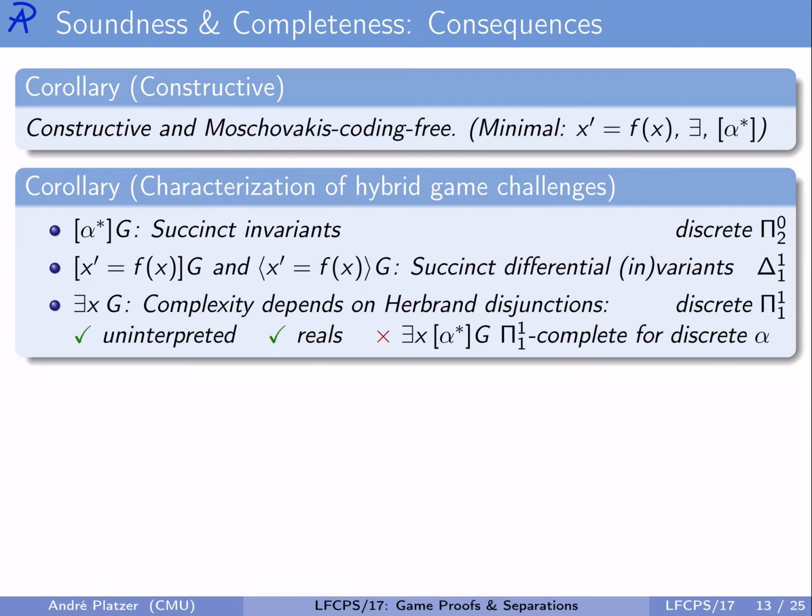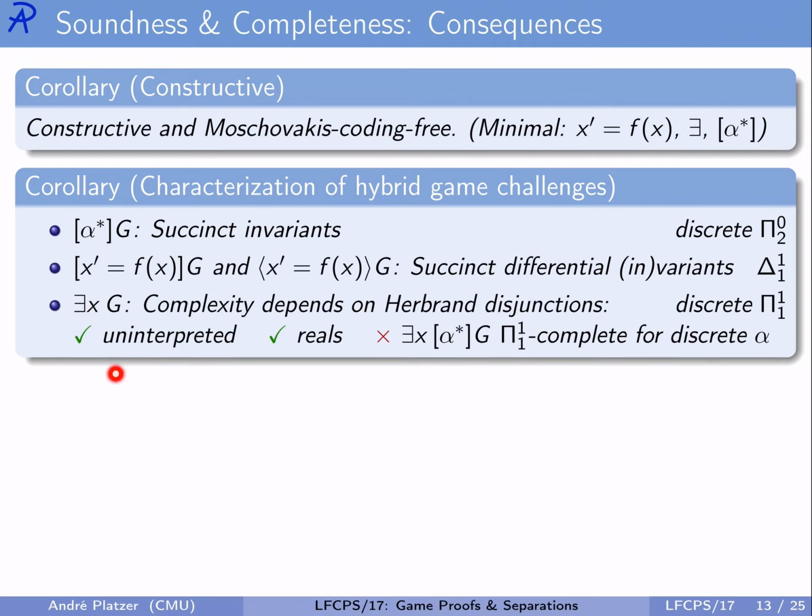And what that means in practice is precisely that the search for how to prove box properties of repetitions is precisely the question, well, how do you find succinct invariants? For differential equations, the question is precisely, how do you find succinct differential invariants and things like that? And for the existential case, it's precisely the question, what's the shape of G?